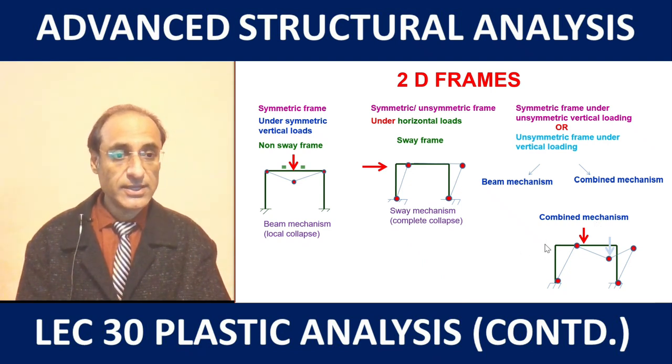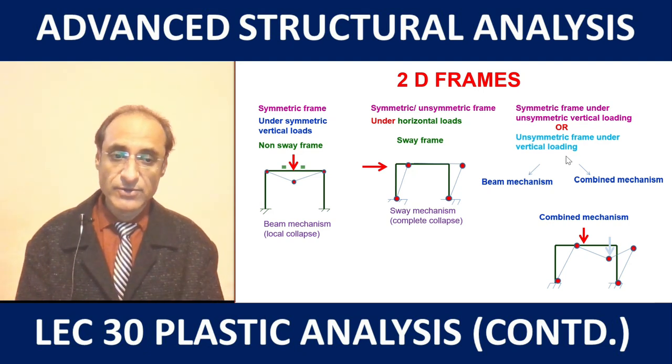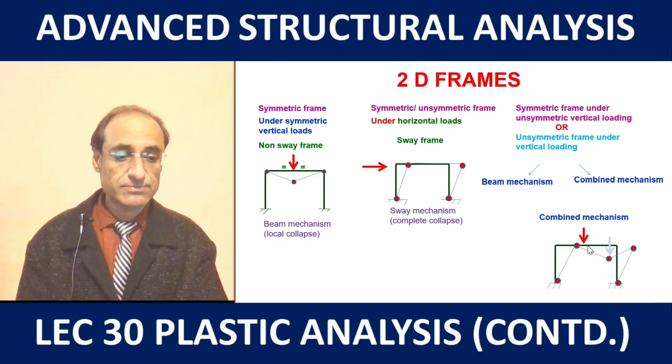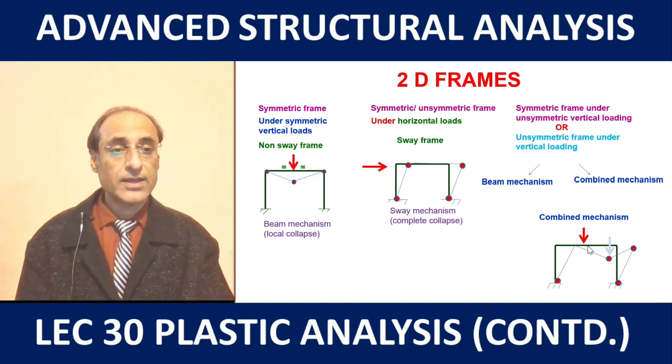We are only considering the case that either we have the symmetric frame with unsymmetric vertical loading, or we have unsymmetric frame itself under any kind of loading. So we have a possibility of this kind of combined mechanism. So just see here that this particular hinge will vanish because now there is no net rotation of this particular joint, and we'll see this in detail in the next slide.